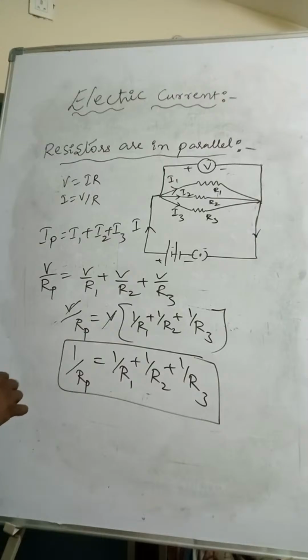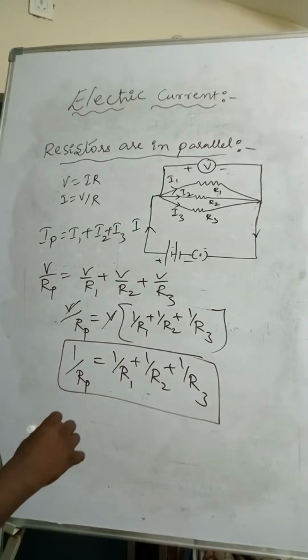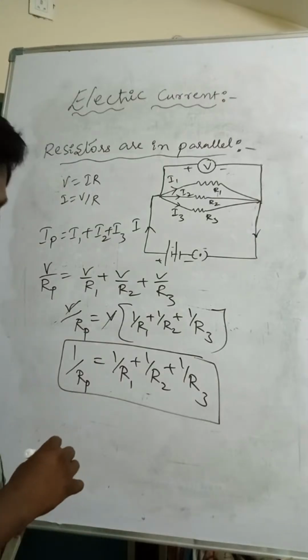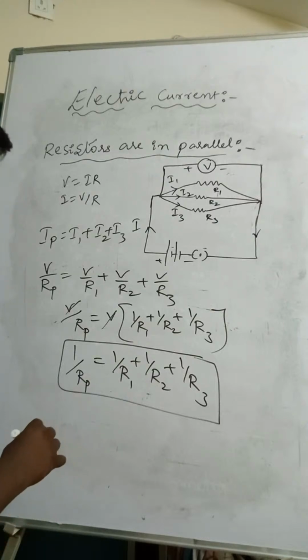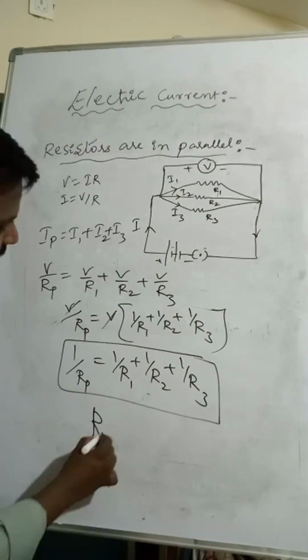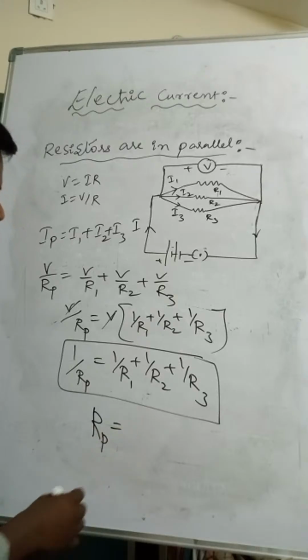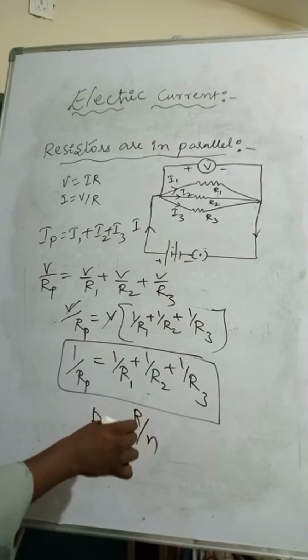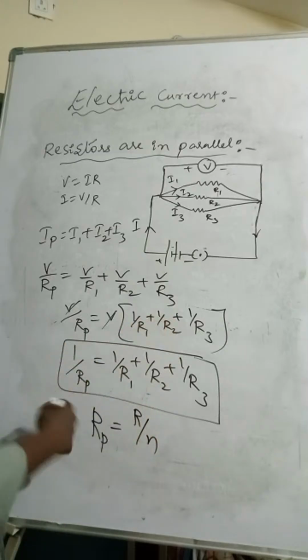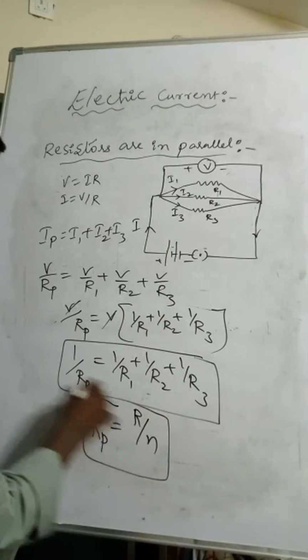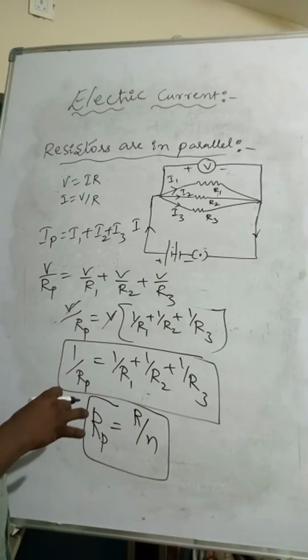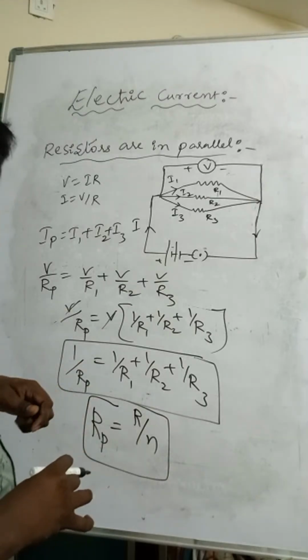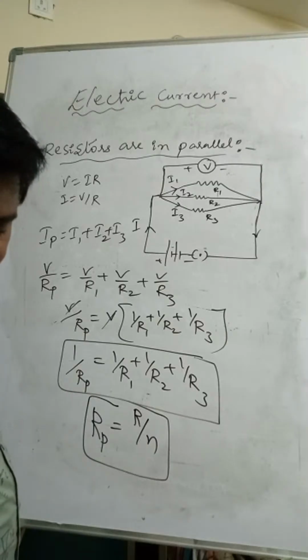So this is about resistors in parallel combination. If n equal resistors are connected in parallel, normally 1 by Rp equal to n by R, so Rp equal to R by n. So this is about resistors in parallel combination. I hope it is clear.